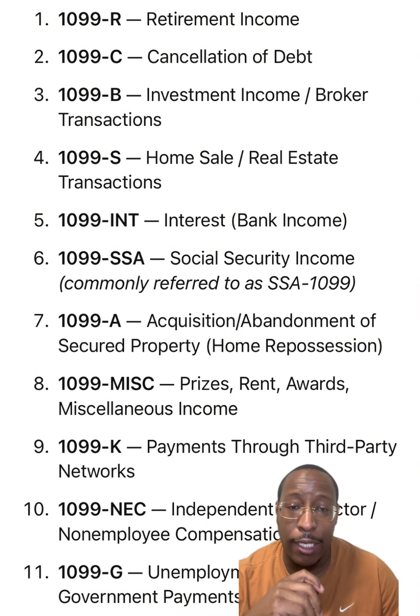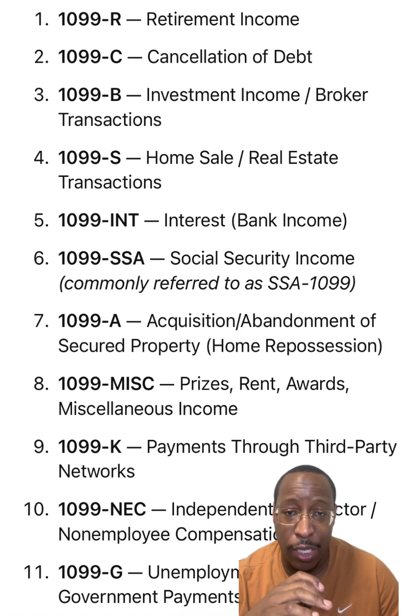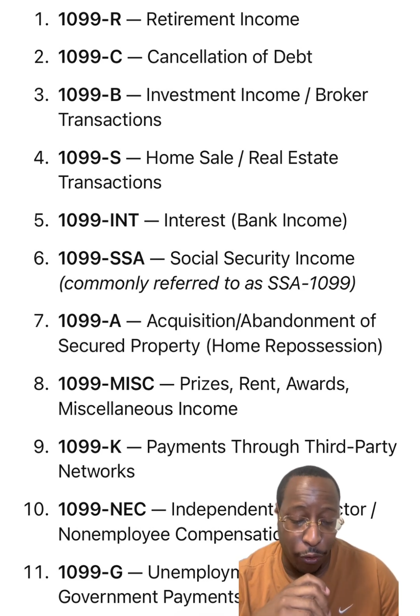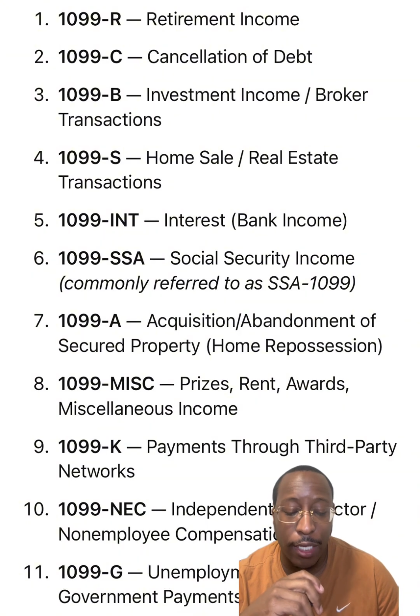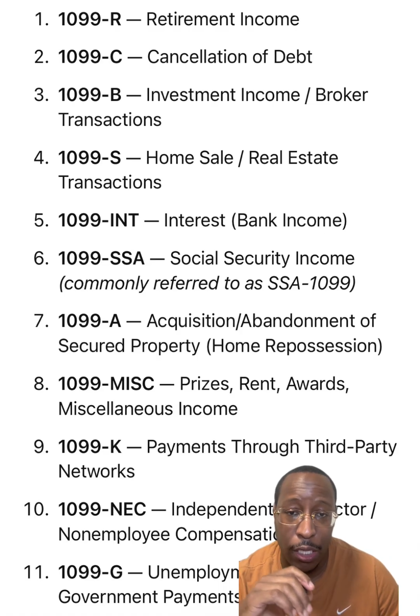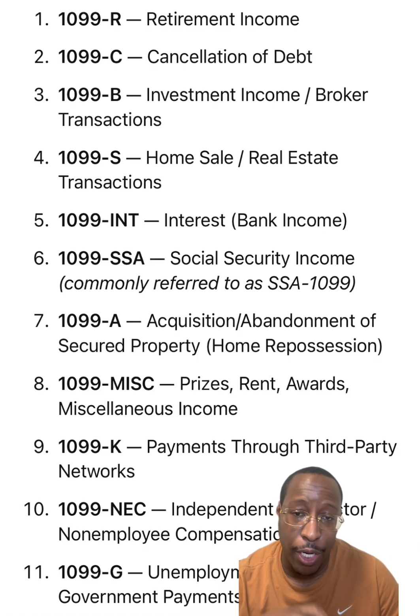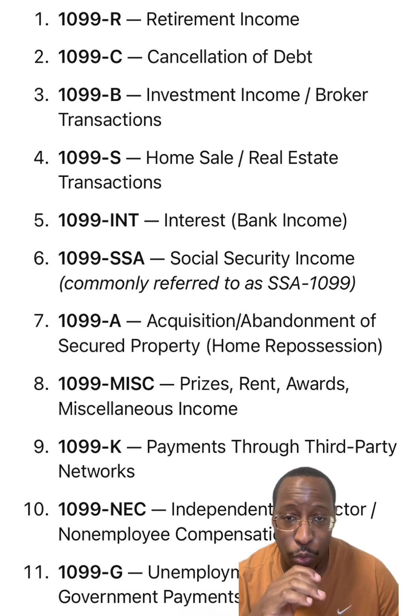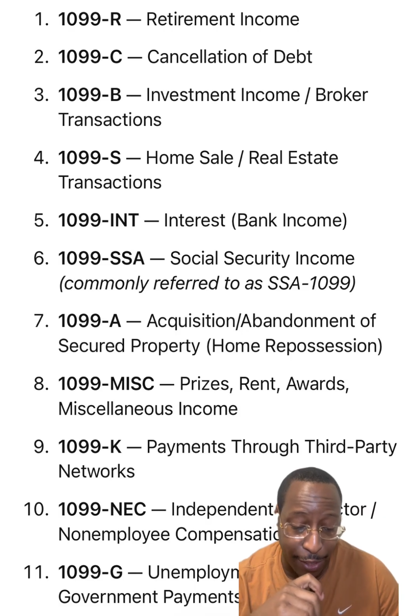The 1099-INT is the banking form. So if you have a savings account, a high yield savings account, or a CD, and you get interest on it, the bank will send you this 1099 form at the end of the year. The 1099-SSA is the Social Security form. So if you're claiming Social Security and you're getting income from it every year, at the end of the tax year, the Social Security office will send you this form. That form you file along with your tax return.